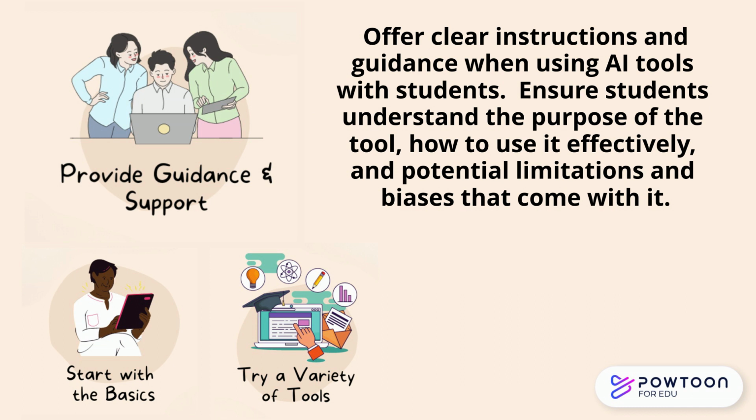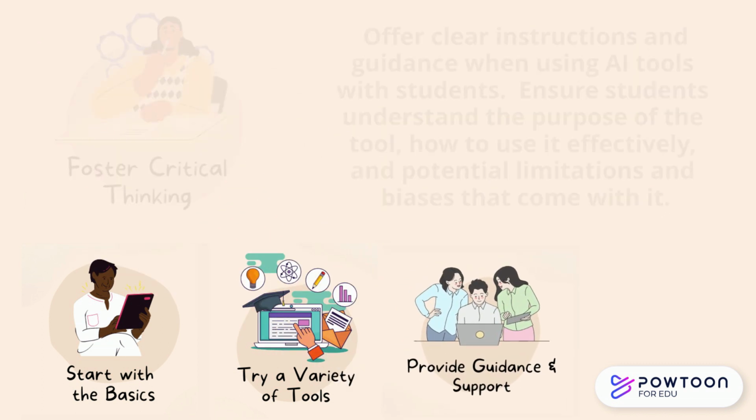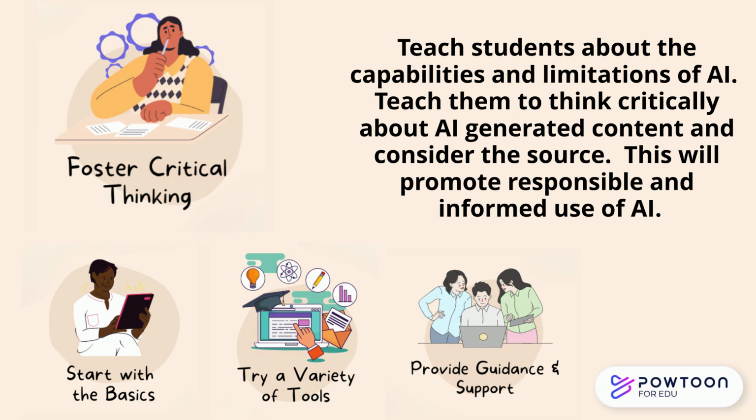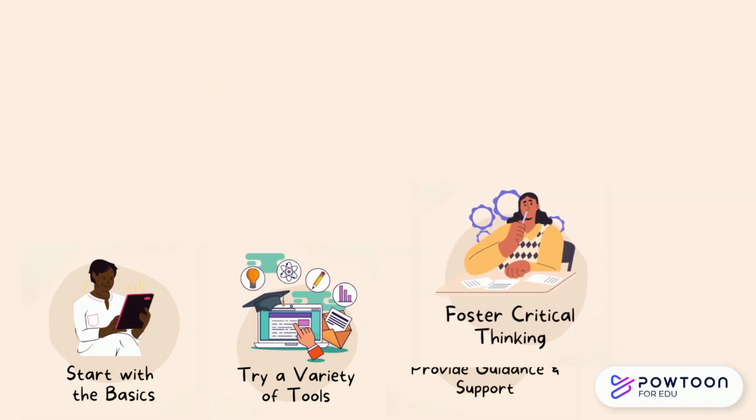Provide guidance and support. Offer clear instructions and guidance when using AI tools with students. Ensure students understand the purpose of the tool, how to use it effectively, and potential limitations and biases that come with it. Foster critical thinking. Teach students about the capabilities and limitations of AI. Teach them to think critically about AI-generated content and consider the source. This will promote responsible and informed use of AI.